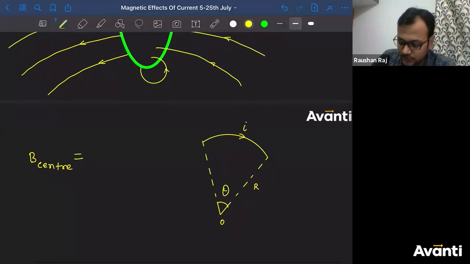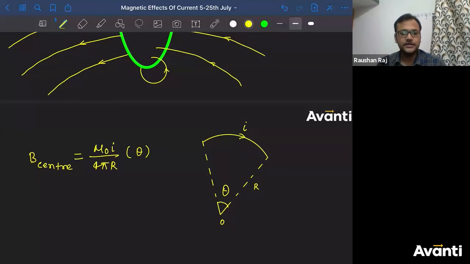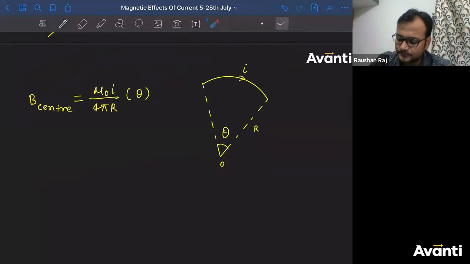तो formula क्या होता है बच्चा लोग? B equals mu naught I by 4 pi R into theta. But theta should be in terms of radian. We have already understood this, right? Theta should be in terms of radian. Please remember this formula. Derivation is not required for you guys. I can derive this, बहुत आसान है. Derivation is also very easy, but it is not required for you guys. Derive भी कर सकते हो, कोई issue नहीं है.